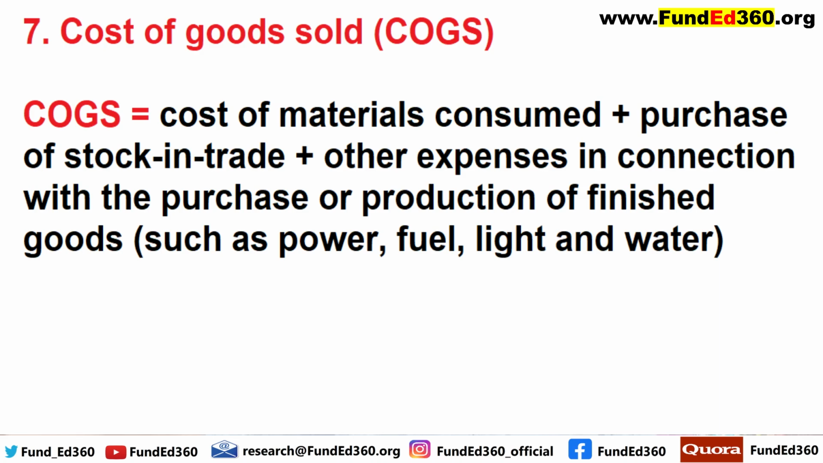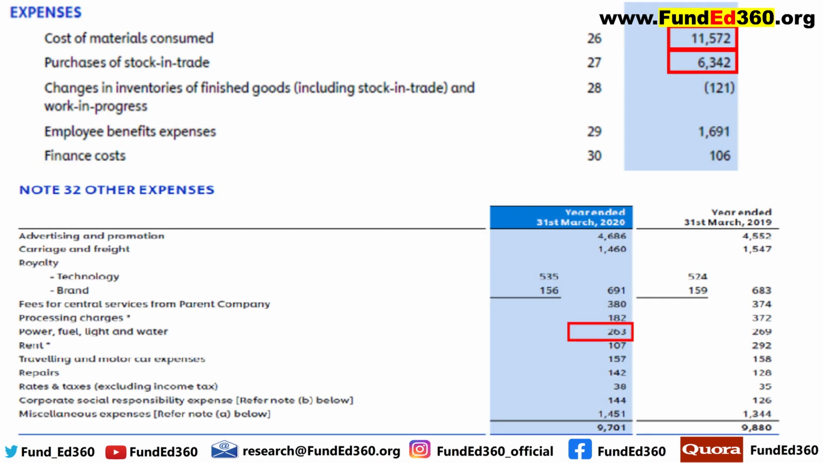Other expense means like power or fuel or some lighting purpose or water or whatever it is. So in the case of Hindustan Unilever, the cost of goods sold for the year is 18,177 crores. How we got it? We add the numbers given against cost of material consumed and purchase of stock in trade. That's shown here. Along with that, you have to add the power, fuel, light and water cost, that is also given in note 32 as other expense.